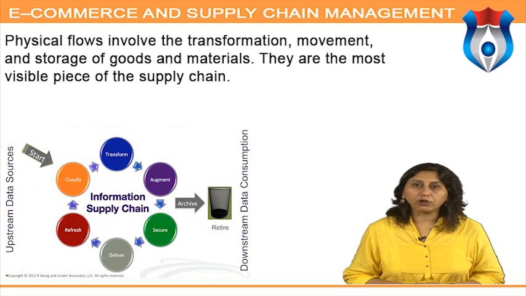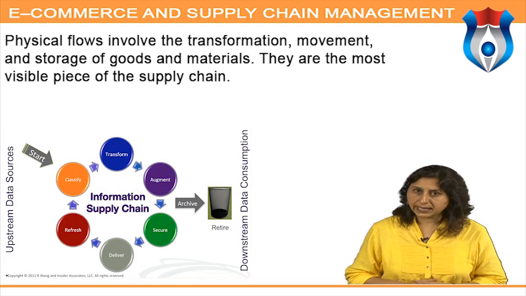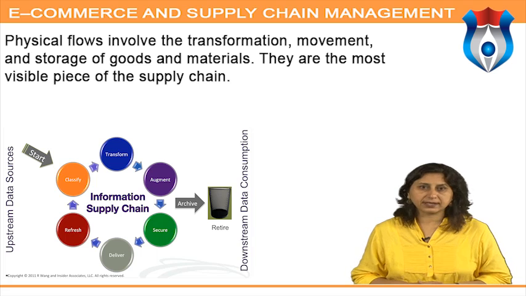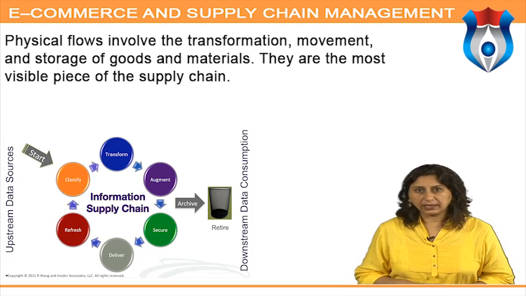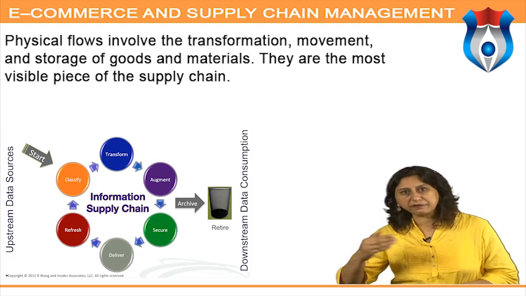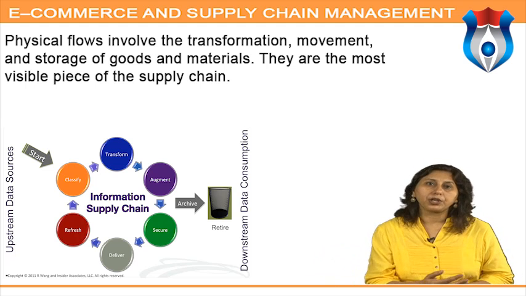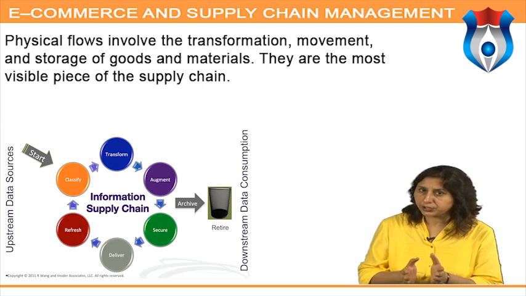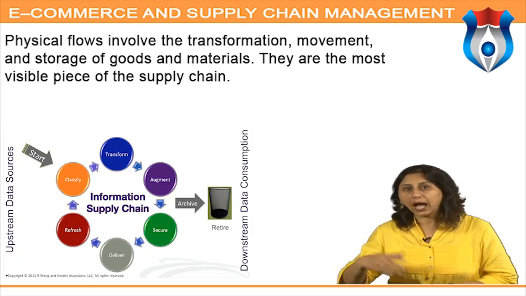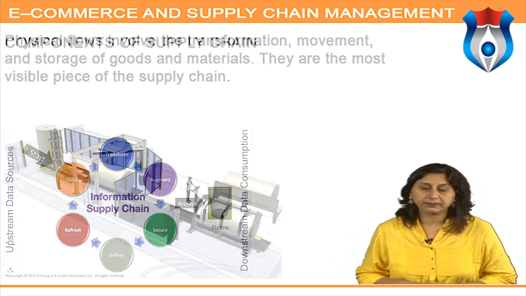The organizations that make up the supply chain are linked together through physical flows and information flows. Physical flows involve the transformation, movement, and storage of goods and materials. They are the most visible piece of the supply chain. Information flows allow the various supply chain partners to coordinate their long-term plans and to control the day-to-day flow of goods and material up and down the supply chain.